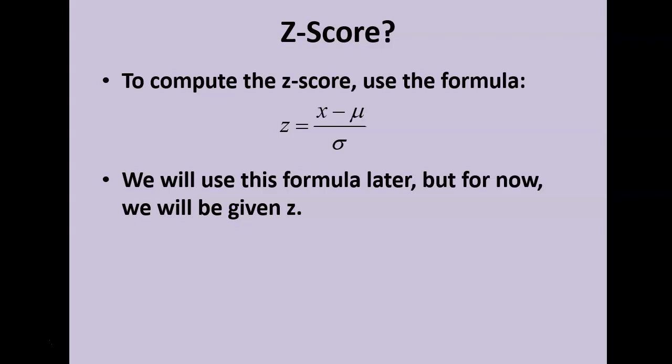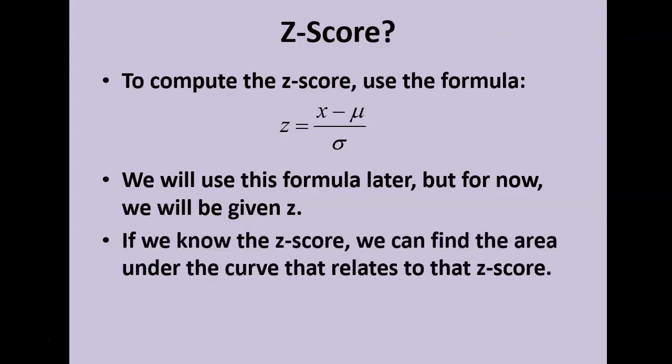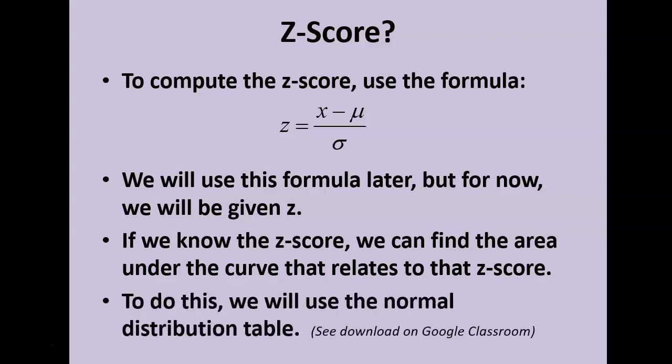And that's an important thing to know. We'll use the formula later. Right now we're just going to start off. I'm going to give you z because I don't even want to worry about that. We're going to take the value z and then we'll come back and work with this formula later. But once we know the z-score, we can find the area that lies under the curve that relates to that z-score, and that tells us a little bit about the probabilities of things occurring.